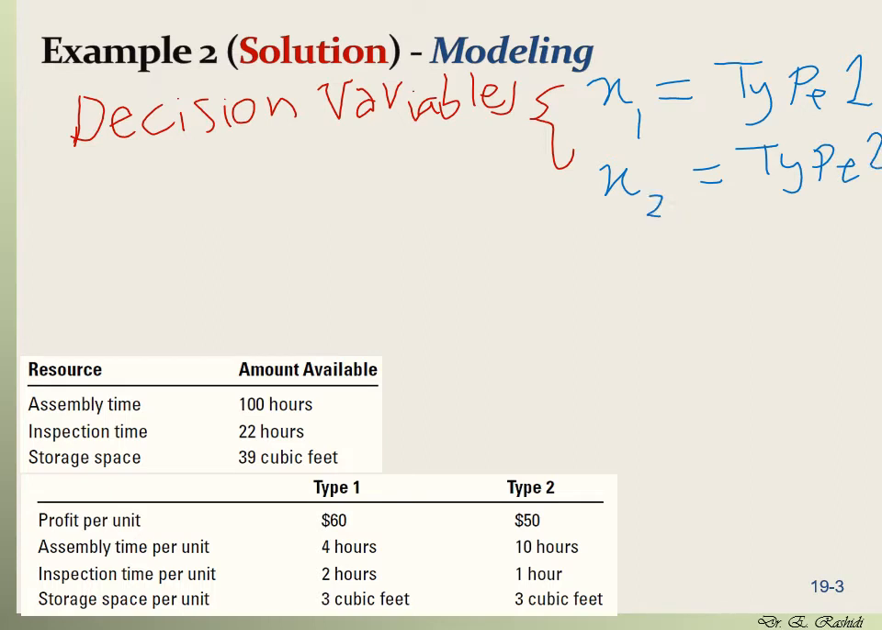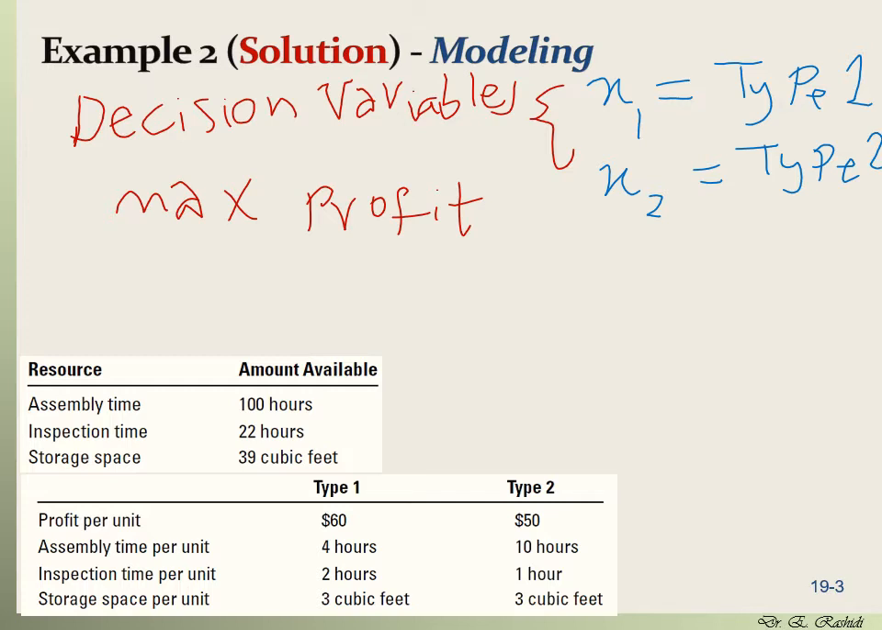Now we need to define the objective function. The goal of the manager for this company is to maximize the profit. So this is a maximization problem. Maximizing profit. Now we need to write the profit function in terms of the amount of production of type 1 and type 2. That means in terms of our decision variables. This is always the case. Your objective function should be a function in terms of your decision variables.